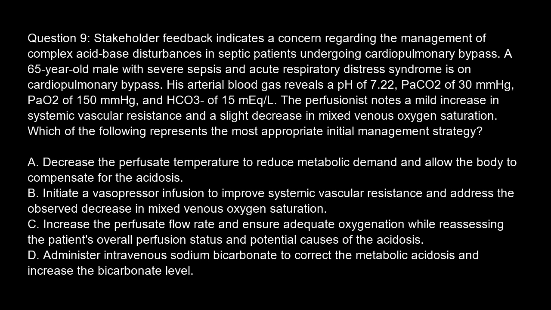Option A. Decrease the perfusate temperature to reduce metabolic demand and allow the body to compensate for the acidosis. Option B. Initiate a vasopressor infusion to improve systemic vascular resistance and address the observed decrease in mixed venous oxygen saturation. Option C. Increase the perfusate flow rate and ensure adequate oxygenation while reassessing the patient's overall perfusion status and potential causes of the acidosis. Option D. Administer intravenous sodium bicarbonate to correct the metabolic acidosis and increase the bicarbonate level.